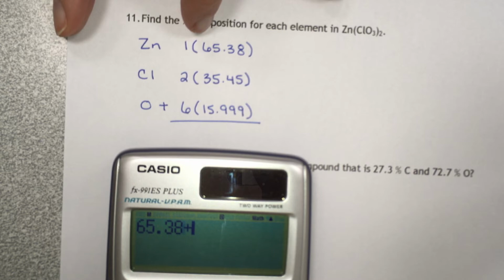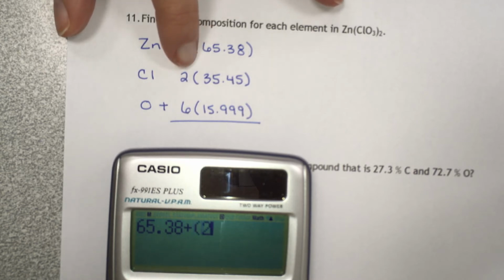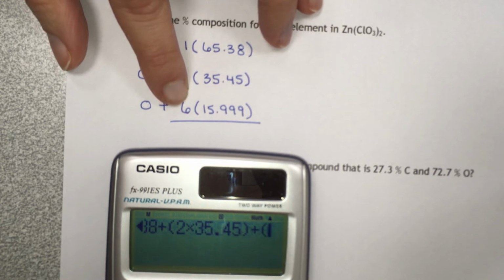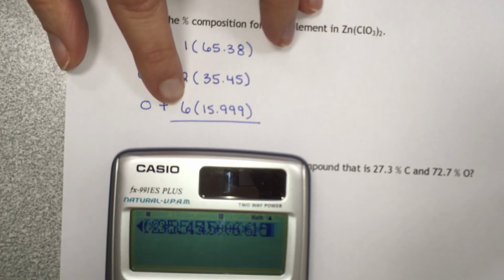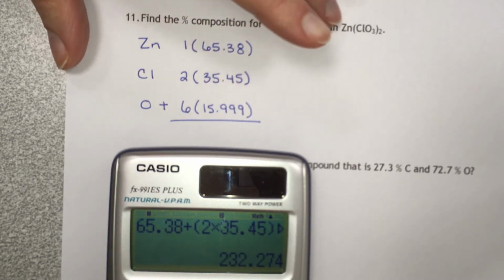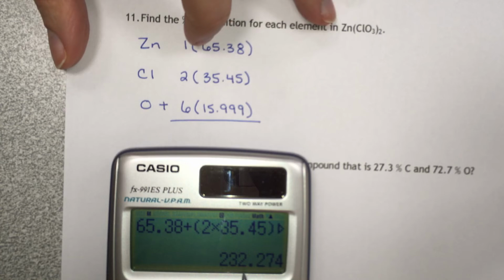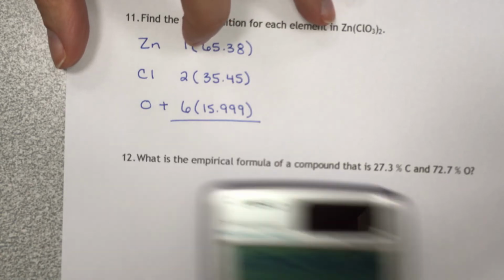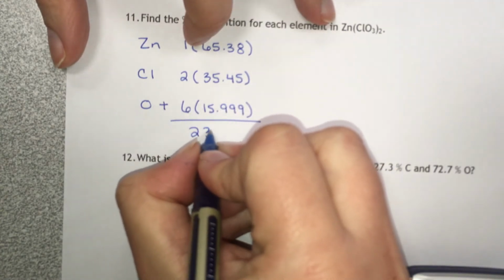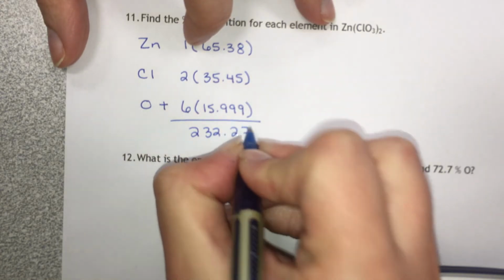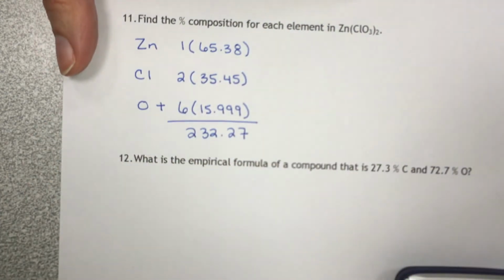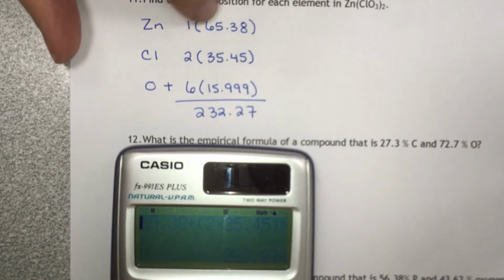65.38 plus 2 times 35.45 plus 6 times 15.999. So 232.27 is the molecule's mass, but we still have to do this.